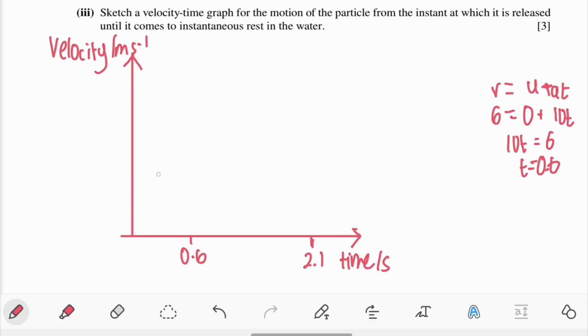Basically, it's just constant acceleration of the particle from t is equal to 0 to t is equal to 0.6, and it reaches a speed of 6 meters per second. So we can mark 6 and then draw a line there.